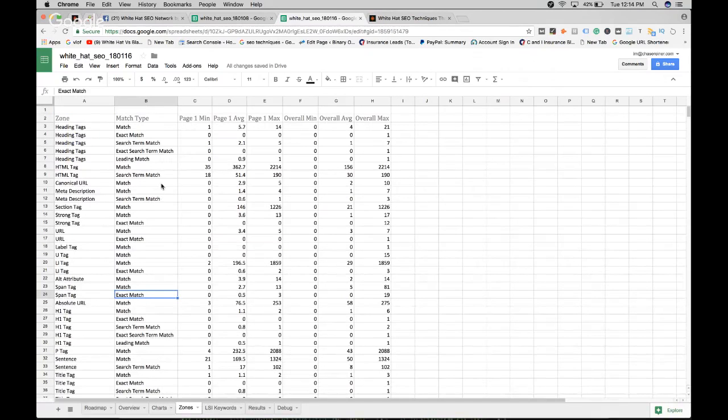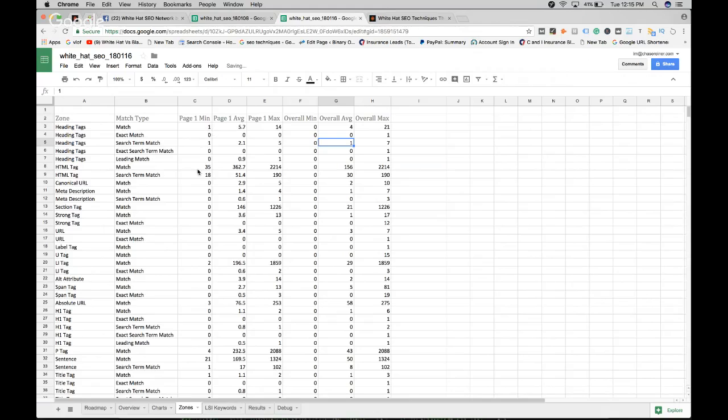Zones is a pivot of the overview data. Very few people use the zones page. It's good if you have an absolutely mammoth website and the only way you can do SEO is by setting policy for teams of product loaders or article writers and things of that nature. So this gives you the data to say, okay, do your headings like this, do your paragraphs like that, etc.